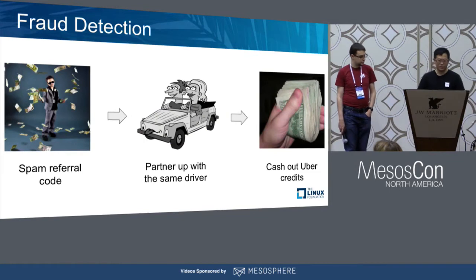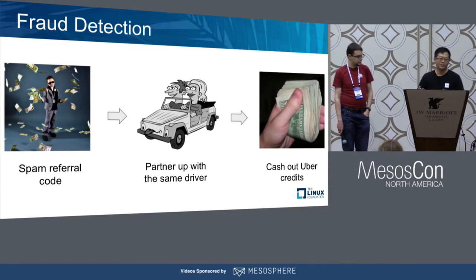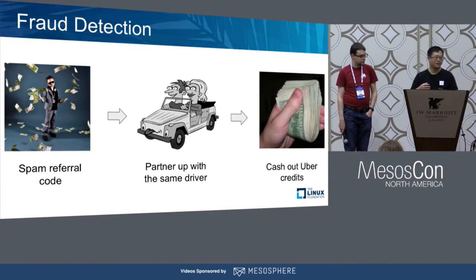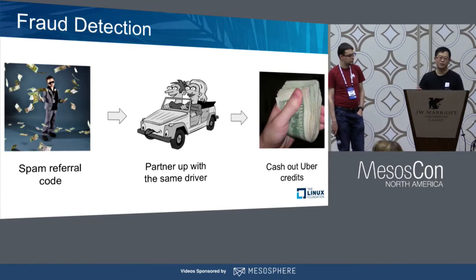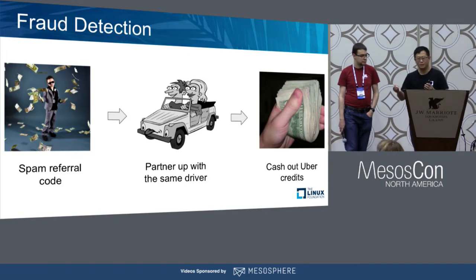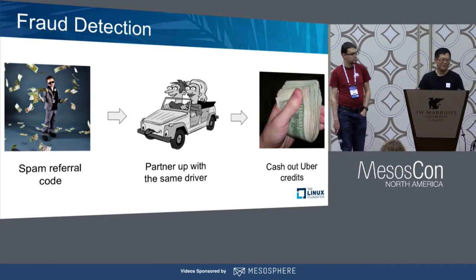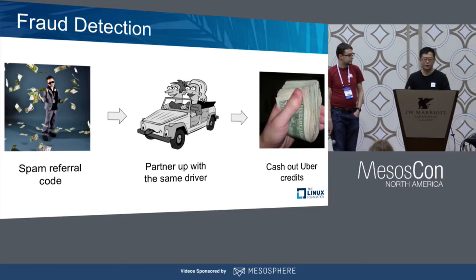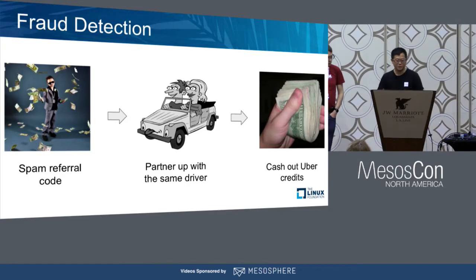Then the third use case is fraud detection. This is, for example, a typical use case for how people can cash out some money from Uber. Especially in the early days, Uber had lots of incentives and referral codes. Some fraudsters would just spam referral codes to their friends, then partner up with friends as the driver and cash out Uber credits. This was actually a huge problem when we had the China business, because people did lots of those. So deep learning is actually a very good approach to use different signals to figure out who might be a potential fraudster.